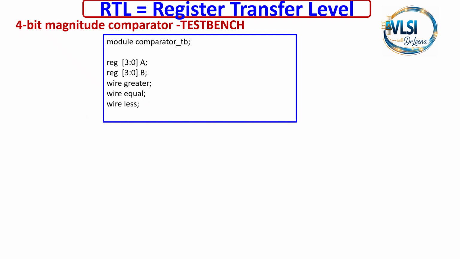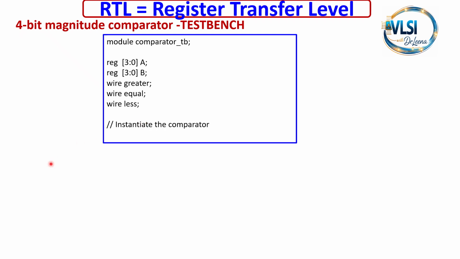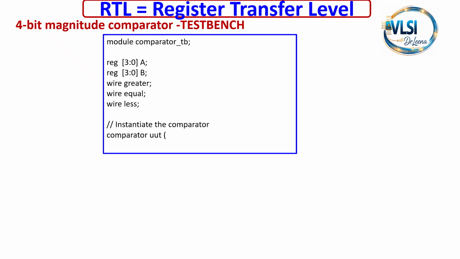Once we have given the inputs and outputs using wire and reg, the next step we need to do is instantiate the module inside the test bench. So we are instantiating the comparator. Look at this. First we are giving the name which we have given in the module, and then we are using unit under test and we are opening the bracket.